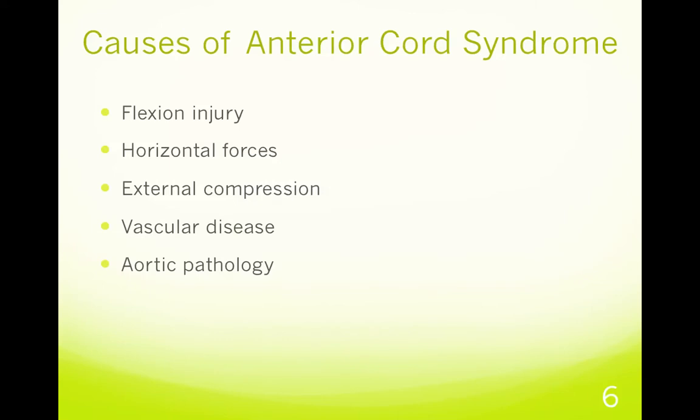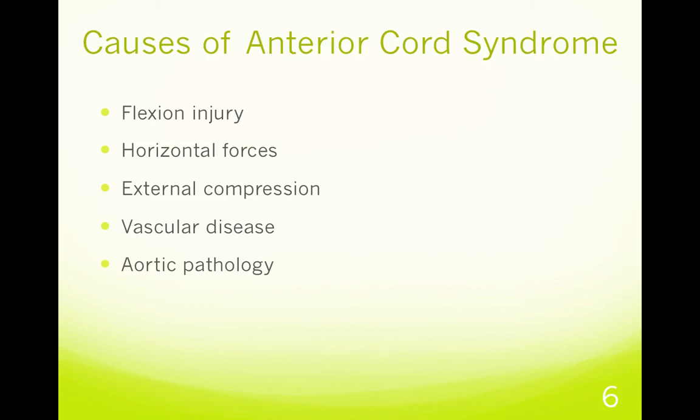Injury or compromise to the anterior spinal artery can occur through a variety of mechanisms, including flexion injury or horizontal forces, which are not really that common, and external compression from things like a tumor, abscess, or herniated disc. Another is vascular disease, which occurs in exactly the same way atherosclerosis can lead to a stroke or an MI, and it's sometimes called spinal stroke, which we're going to talk about later. But basically, it's just atherosclerosis leading to plaque formation and rupture.